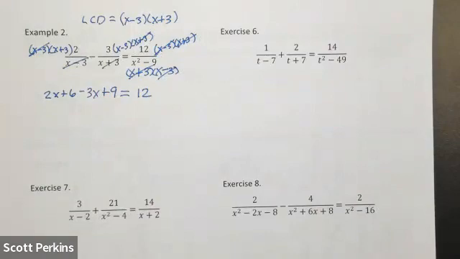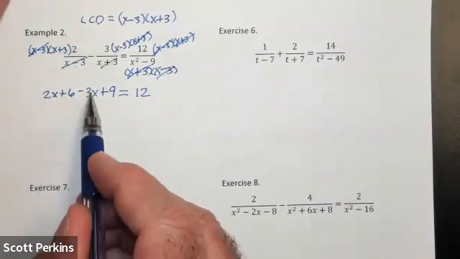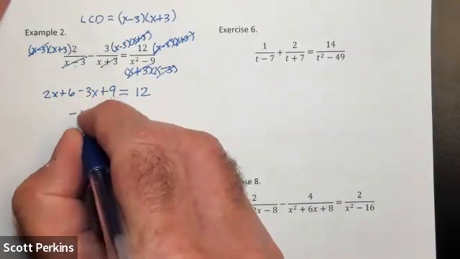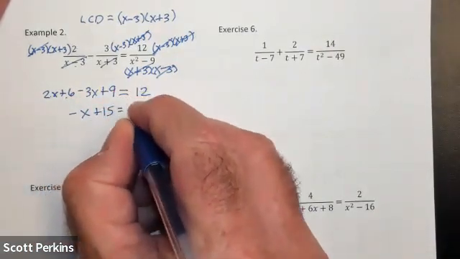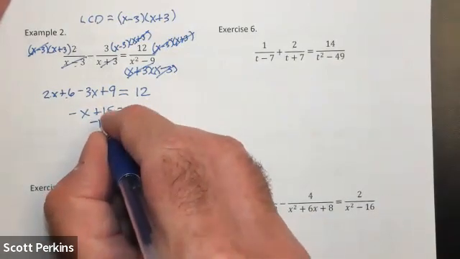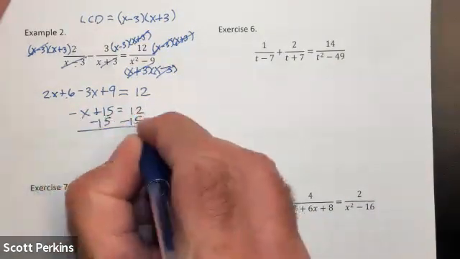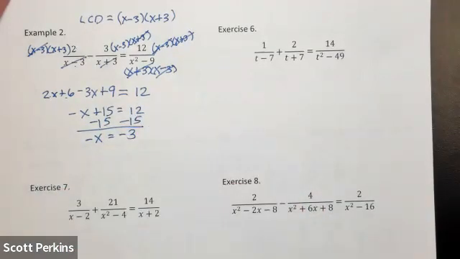The problem you do right next door is going to work just the exact same way so that you get the tactile learning of writing everything. But let's finish this one up. I've got 2x minus 3x, that's negative 1x, or just negative x. 6 plus 9 is 15. I'm going to subtract the 15 from both sides. And I get negative x is equal to negative 3 is what my calculator would tell me.